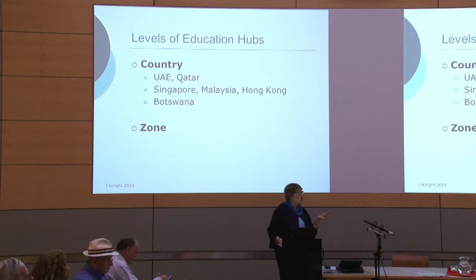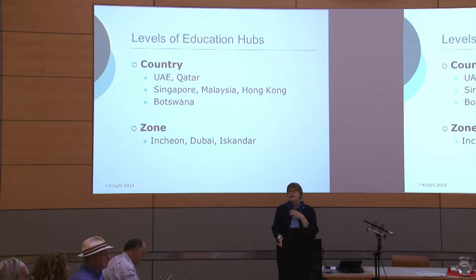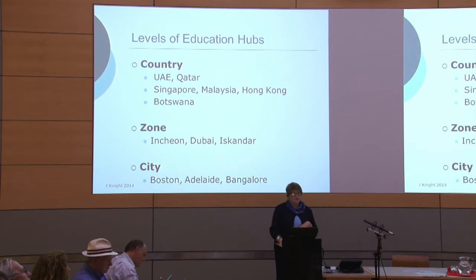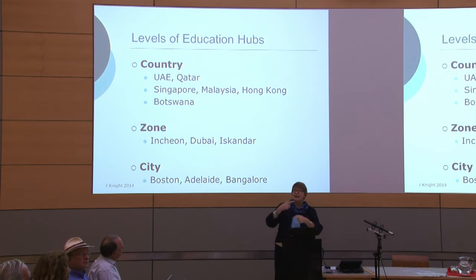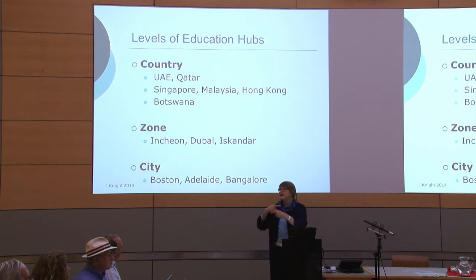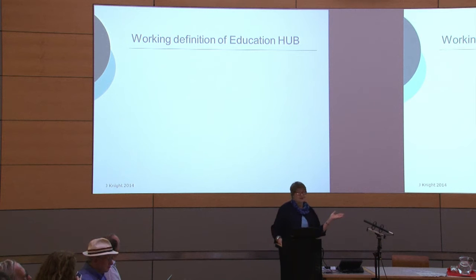But there are also zone-level hubs. And these often are free trade zones. So Incheon from Korea, Dubai, Iskandar from Malaysia. Then, of course, there are city levels. And we have referred often in this time together about Boston or London, but there are some cities, Bangalore, Adelaide, who are now deliberately planning a strategy to be perceived, to be positioned, to act as an education hub.